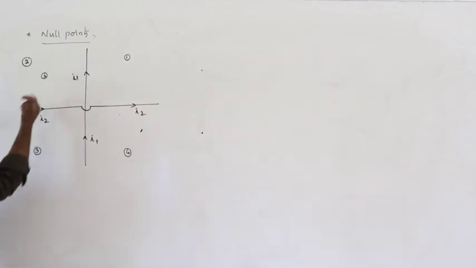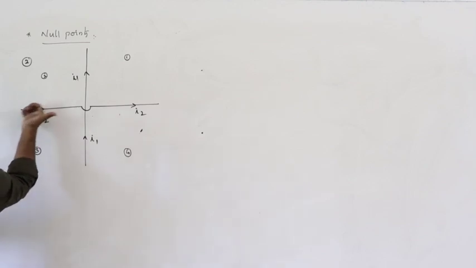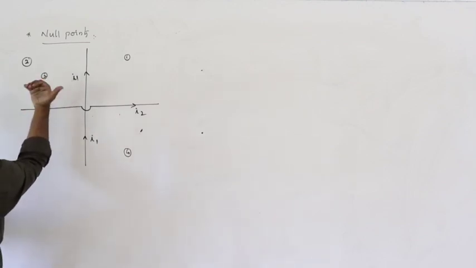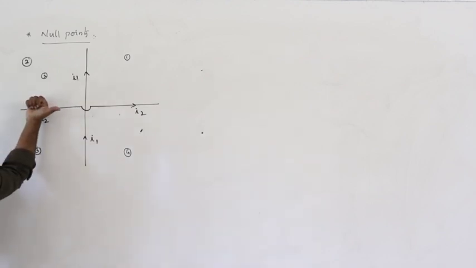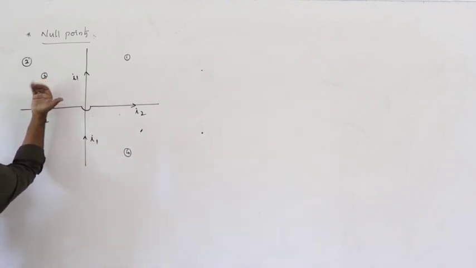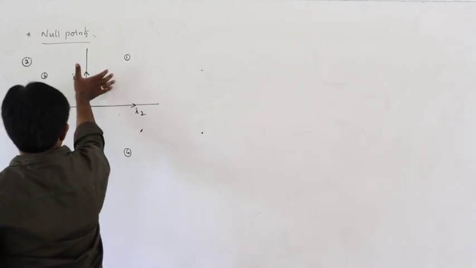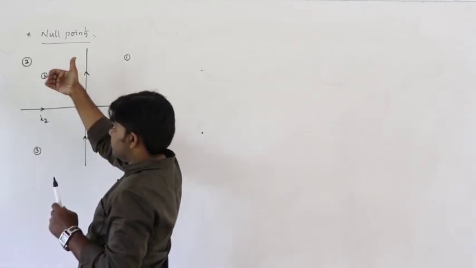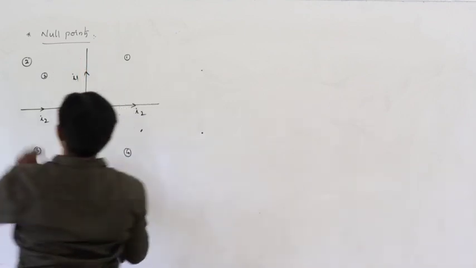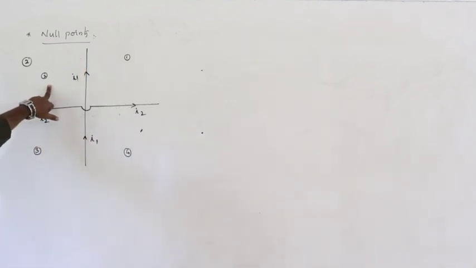Next, come to the point in the second quadrant. Above the conductor, the direction of the magnetic field is outwards. See here, this is the conductor and curling of the fingers gives outwards. Due to I1 at this position, the direction of the magnetic field is outwards. So both the magnetic fields are in the same direction. So that's why there is no possibility of the null point.